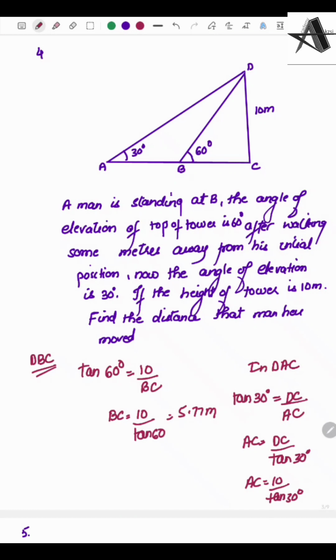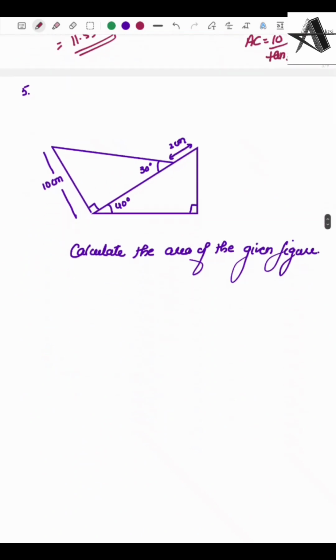So, AC is 17.32. Finally, we have to calculate AB. So, AB is clearly AC minus BC. AC we have calculated as 17.32 and BC is 5.77. On subtracting, we'll get 11.55 meters. So, this is the distance between A and B, or we can say the distance that man has moved. Moving on to the next question.